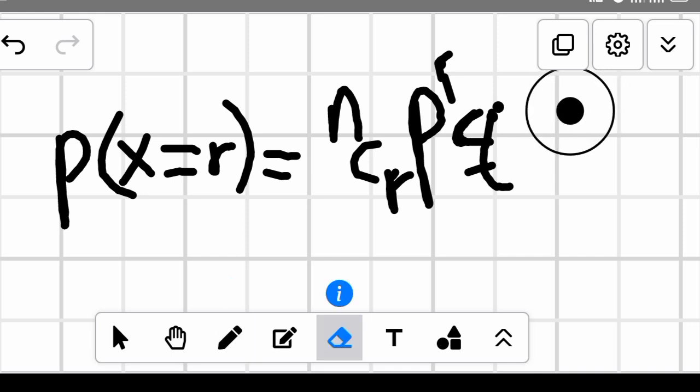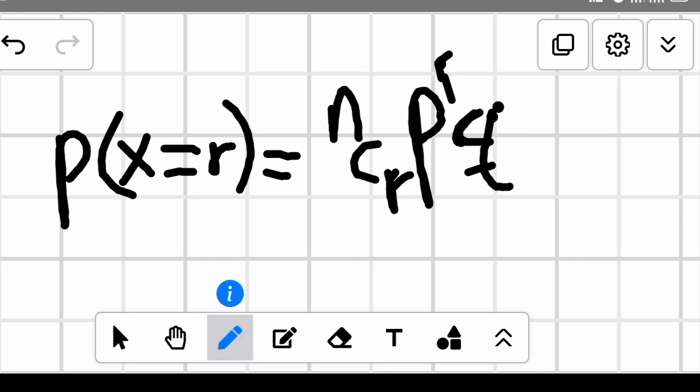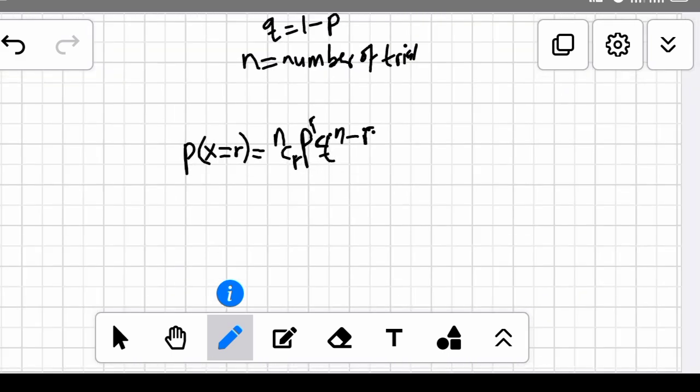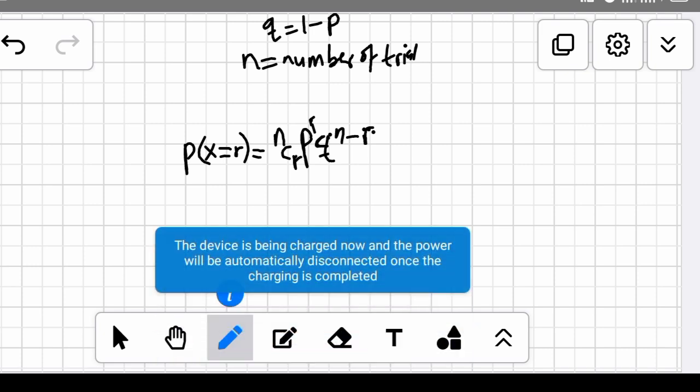Okay, let me rewrite this. That is N minus R. So this is the formula for binomial distribution. Now, don't forget I made mention that if you're looking for success 3 times, if that is what you want, the success 3 times.